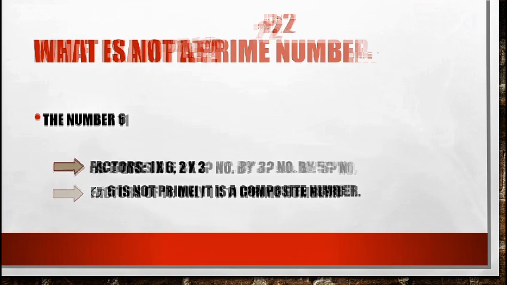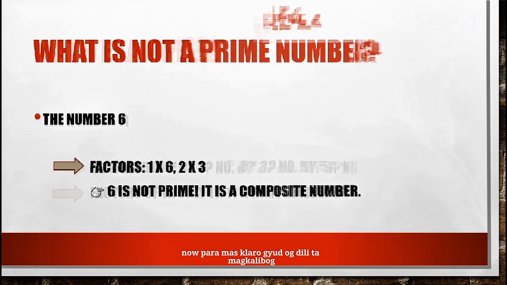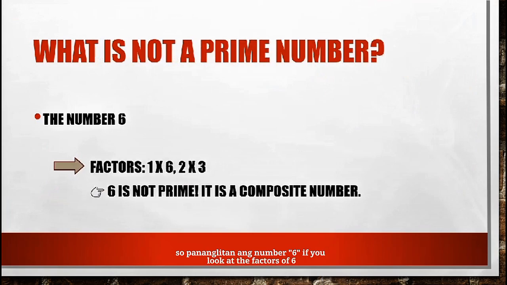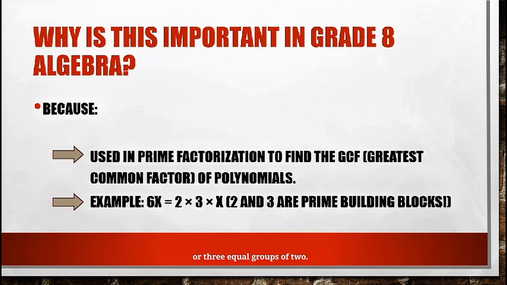Now, para mas klaro gyud og dili ta magkalibog, let us look at a counter example, or a number that is not a prime. So pananglitan ang number 6. If you look at the factors of 6, pwede na to masulti nga 1 times 6. Pero gawas ana, pwede sad nato i-multiply ang 2 times 3 aron makuha ang 6. So meaning to say, if you have 6 objects, you can easily share or divide them into 2 equal groups of 3 or 3 equal groups of 2. Because the number 6 has more than 2 factors, it fails the definition of a prime number. In mathematics, we call these numbers composite numbers.